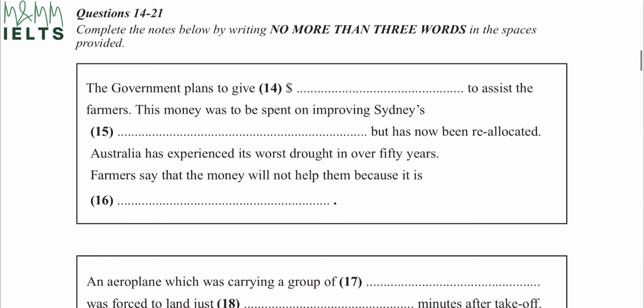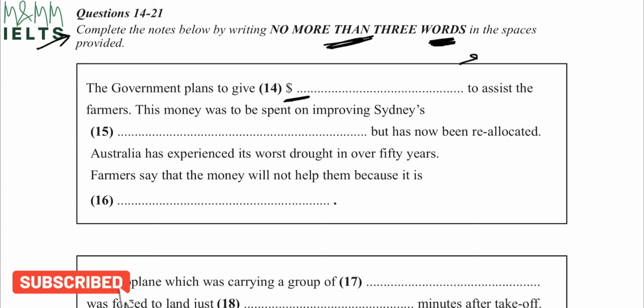What I'll be doing is, first things first, as I said, read the question. Complete the notes below by writing no more than 3 words. Okay, which means I have to use words only, and I cannot use more than 3 words, in the spaces provided. Now, quickly read the questions before the audio starts playing. The first one is, the government plans to give dollar dash to assist the farmers. Here I am very sure that there has to be a certain amount, so I'll just write it down here, amount. If you're not sure, that's okay, don't write anything. To assist the farmers.